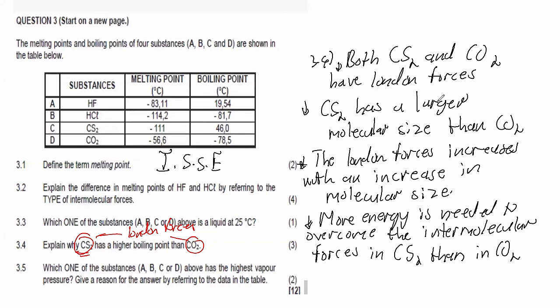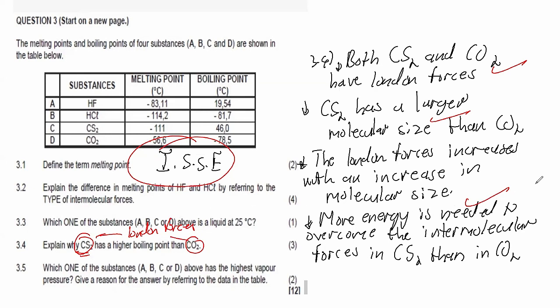So because we have identified that they have the same type of intermolecular forces, our format now changes to ISSE. So we have London forces, and then we have compared that they have different molecular sizes, and then also that the London forces increase with an increase in molecular size, and therefore more energy is needed to overcome the intermolecular forces in CS2 than in CO2. Right. So that's it. So only 3 marks. Usually it's 4, but then they only gave you 3.